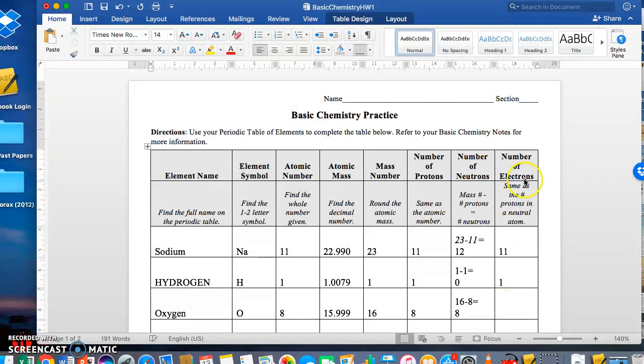Then looking at the next one, if we're looking at our number of electrons, remember electrons are negatively charged. So if we want a neutral atom, our number of negative charges has to be the same as our number of positive charges that come from the protons. So if we have 8 positives, we also have to have 8 negatives just to balance it out.